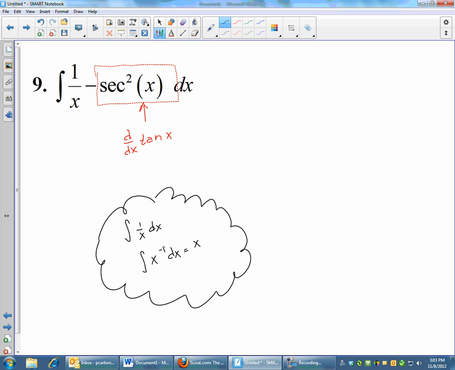And if you're really good with your addition, you know negative 1 plus 1 is 0. So you're going, aha, x to the 0. Beautiful, that's 1. Don't forget, you have to divide by the new exponent. And so you're saying, aha, x to the 0 over 0. And we run into a problem there because you cannot divide by 0.